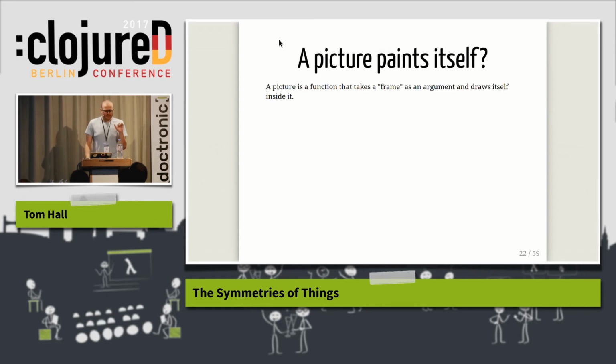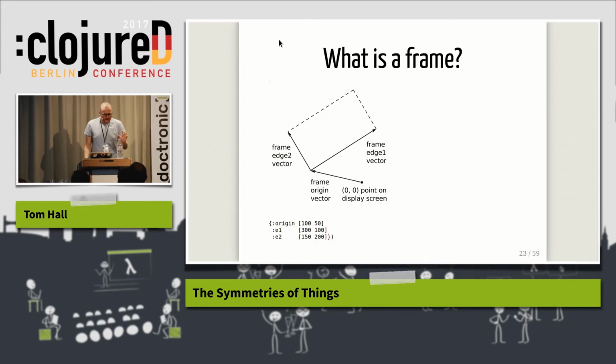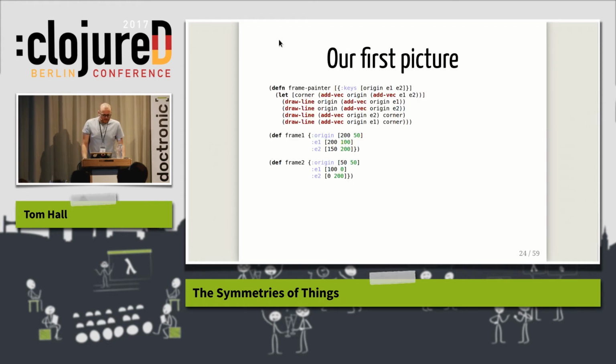A picture is a function that takes a frame as an argument, and the picture has the responsibility of drawing itself inside that frame. A frame is a rectangle, possibly skewed somewhere in the 2D plane, and you pass a picture, which is a procedure, a function, a frame, and it is responsible for drawing inside it. So our first picture is just a frame painter. You pass it in a frame, and it just draws the outline of the frame.